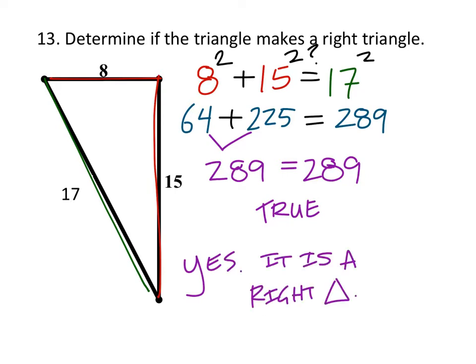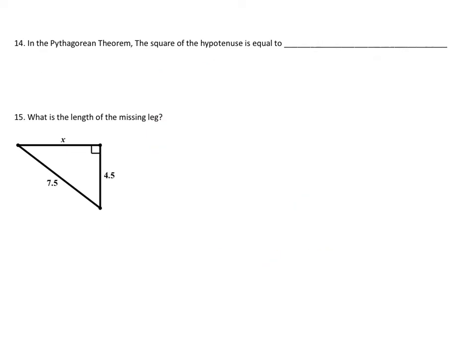Number 14. In the Pythagorean Theorem, the square of the hypotenuse is equal to the sum of the squares of the legs.